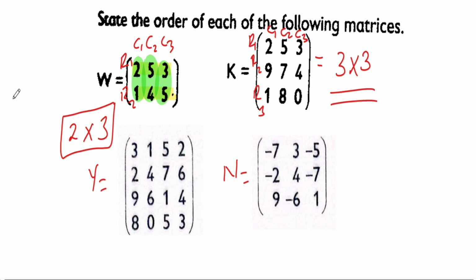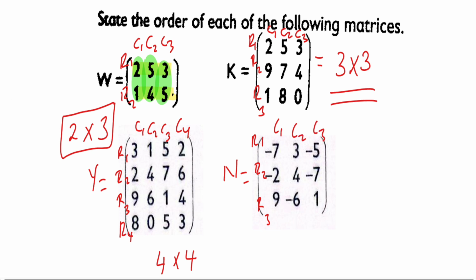I think most probably you've done it. Now you paused it and done it. So how many rows again? Row 1, row 2, row 3, row 4. How many columns? Column 1, 2, 3, and column 4. So it's a 4 by 4 matrix. Now again, let's try with the other one. Row 1, row 2, row 3, column 1, column 2, column 3. So we start with the rows. You have 3 rows and 3 columns, 3 by 3.